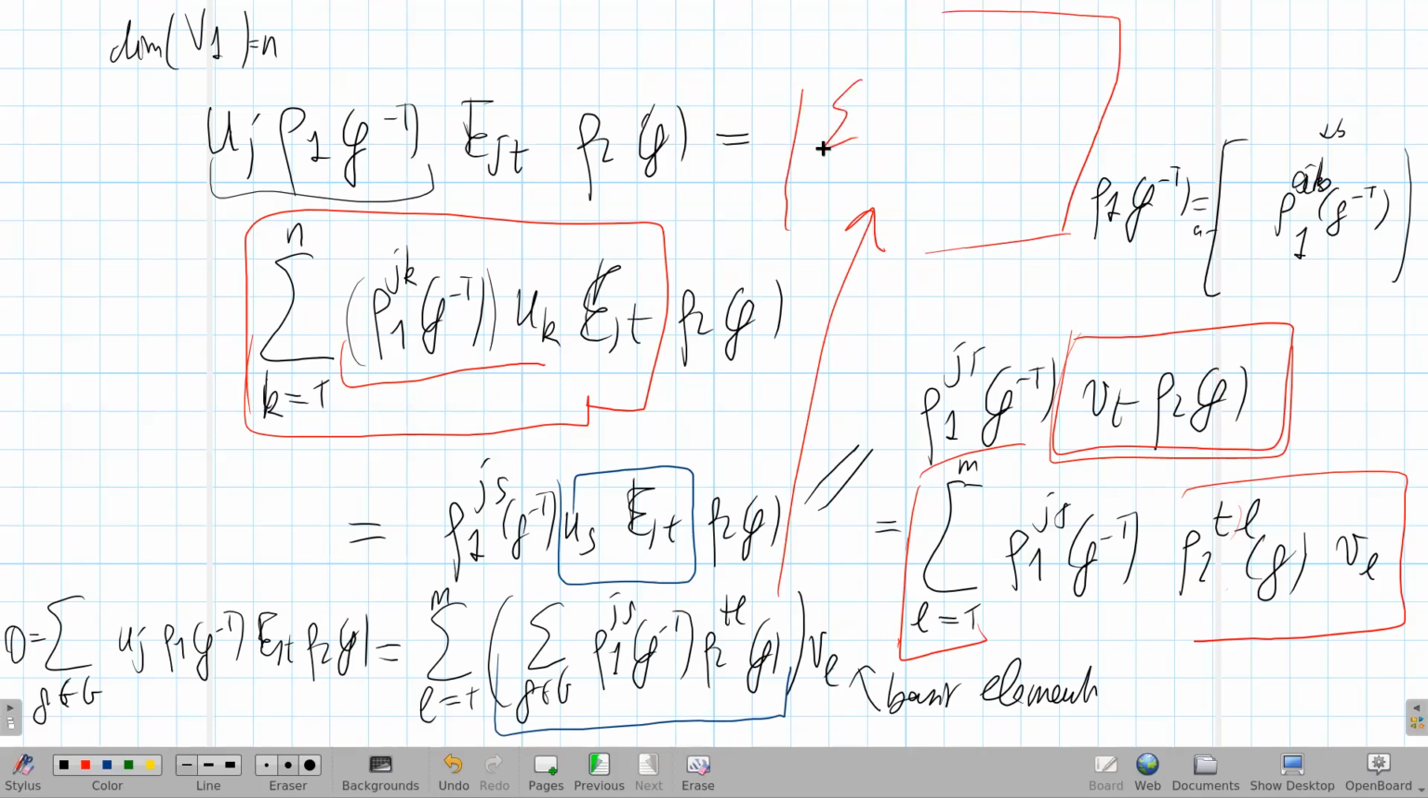is exactly what I want, that is the sum over G in G of rho 1 JS of G inverse, rho 2 TL of G, is 0, okay? Simply because the basis elements are by definition linearly independent. Okay, so this settles this first thing, okay? And now let's just state, because I'll split this proof in two, the second result.